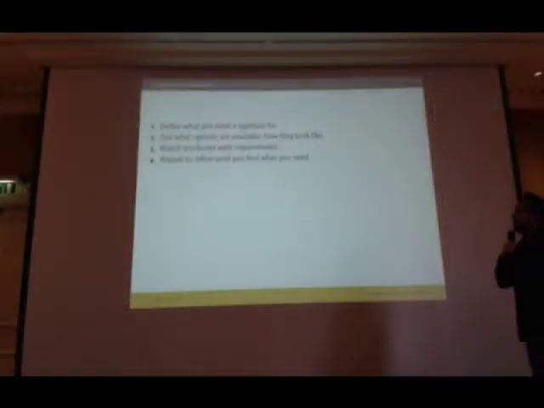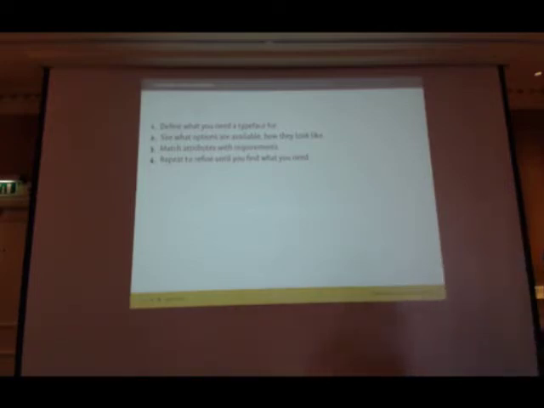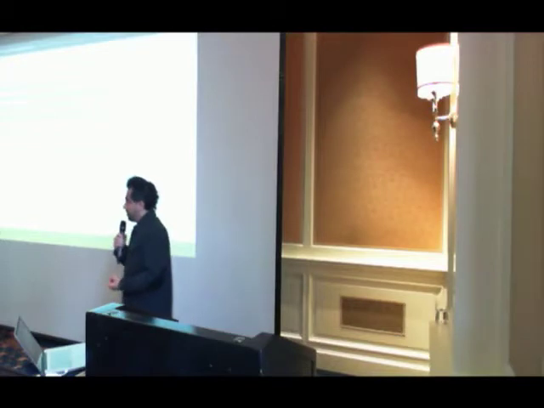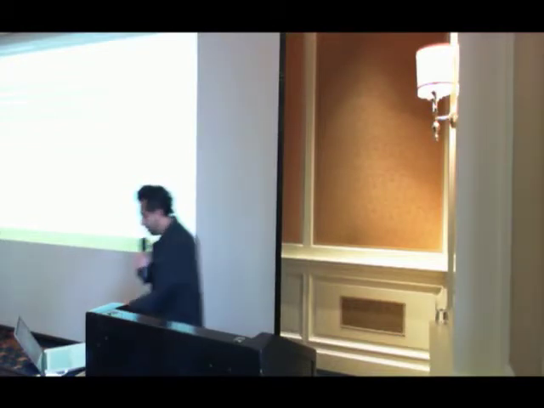So an attempt at an algorithm or recipe to select a typeface for a specific use could be something like this: okay, what do you need this for? See the options that you have and what they look like. Try to match attributes with requirements, and of course you have to repeat this process until you find what you need, until you have options that you can handle.